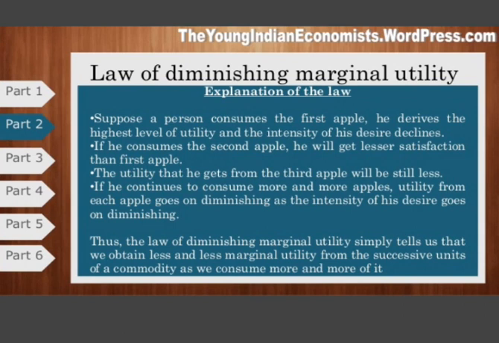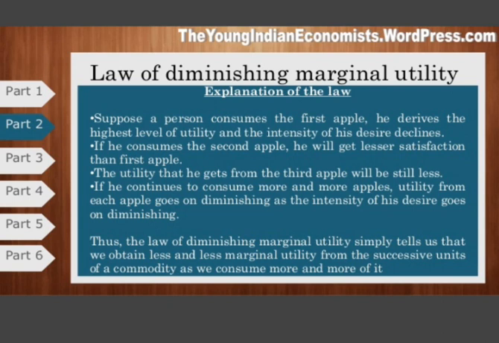That's what the illustration above is trying to tell us. So in conclusion, what we are saying is that under the law of marginal utility, we obtain less and less marginal utility from the successive units of a commodity that we consume.